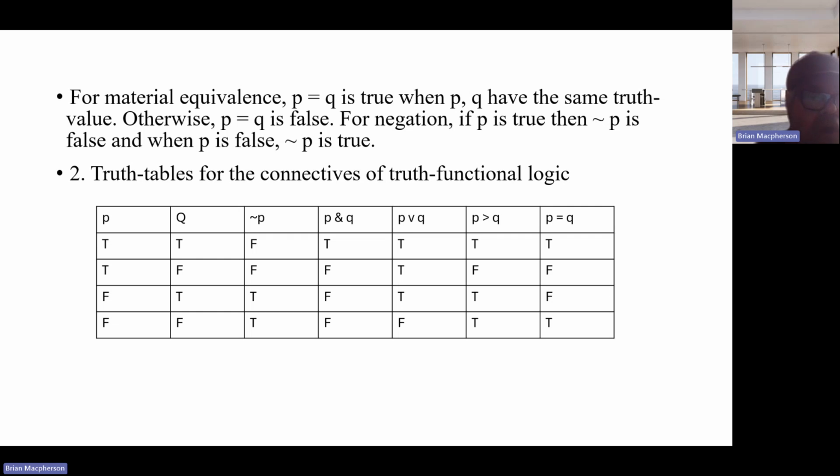In the next row, if P is false and Q is false, that makes not P true because P is false. P and Q is false because one of them is false. P or Q is true because at least one of them is true.